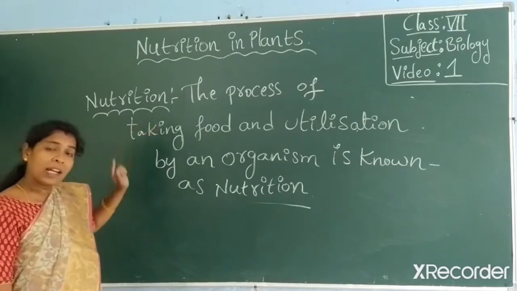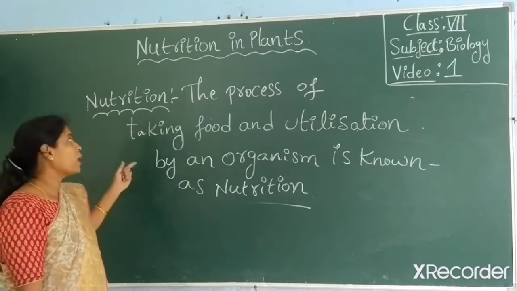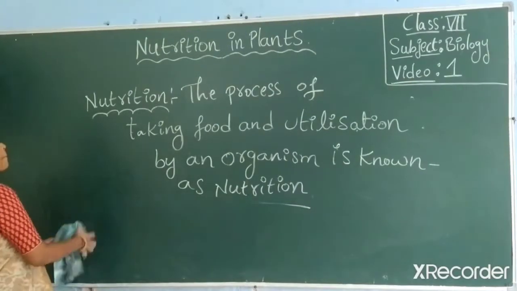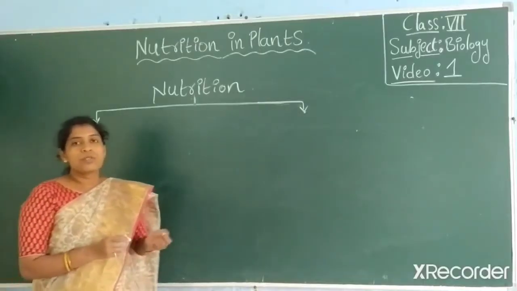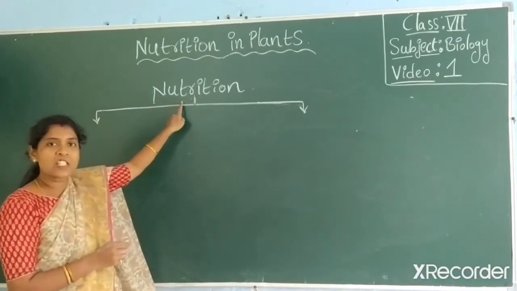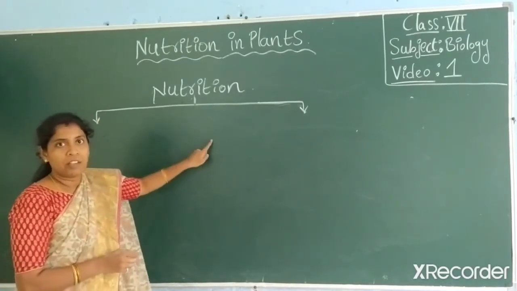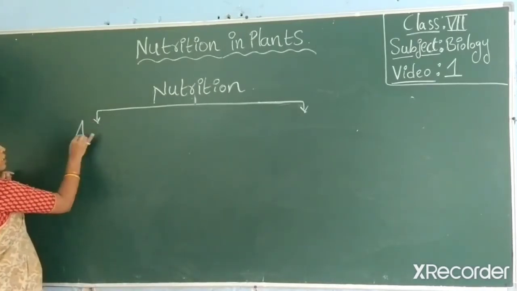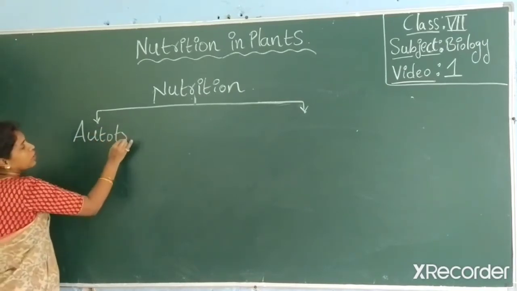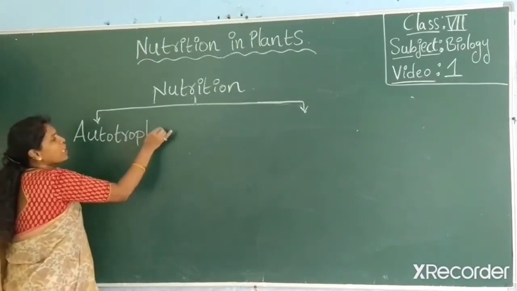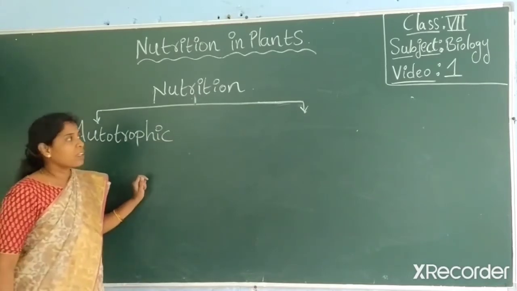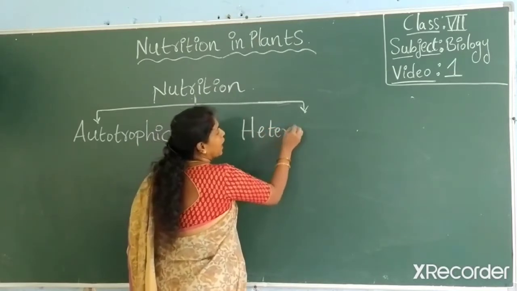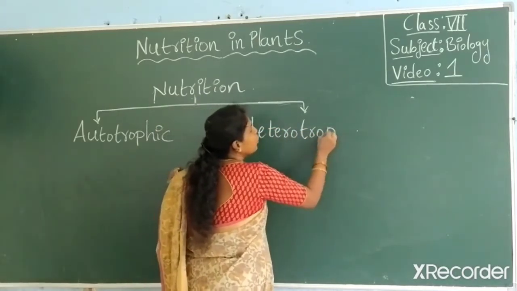Even in plants or animals, wherever. So what are they? Let us look at it. Nutrition is classified into two types. The first type of nutrition is autotrophic nutrition. The other type is heterotrophic nutrition.